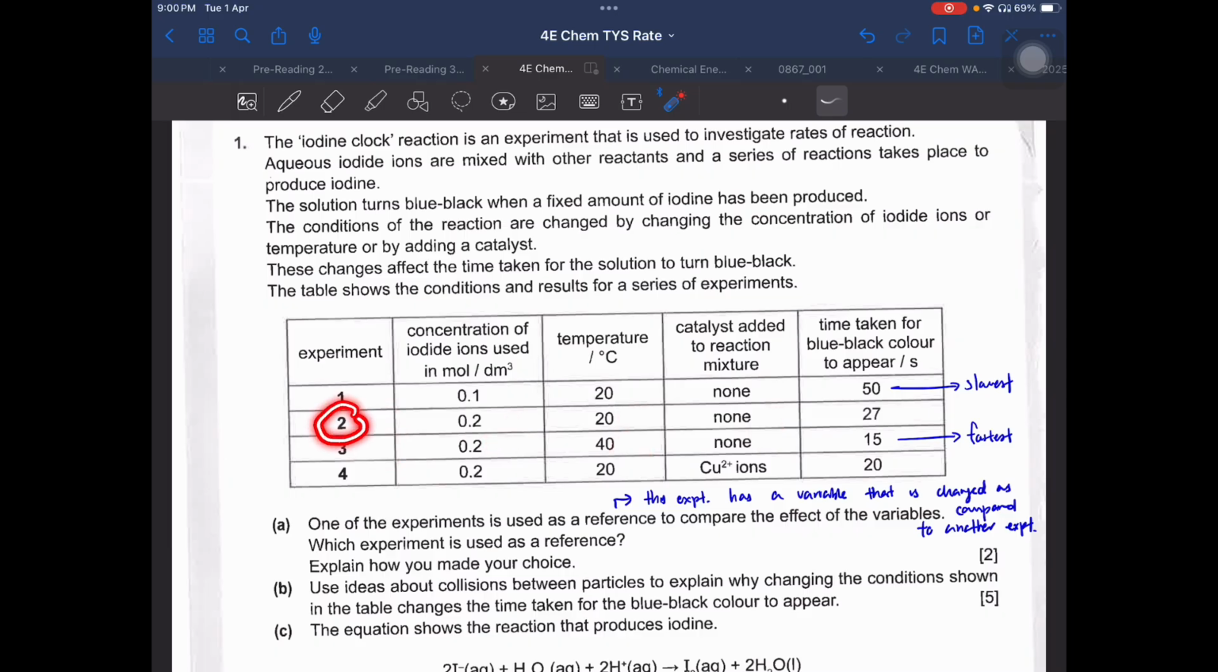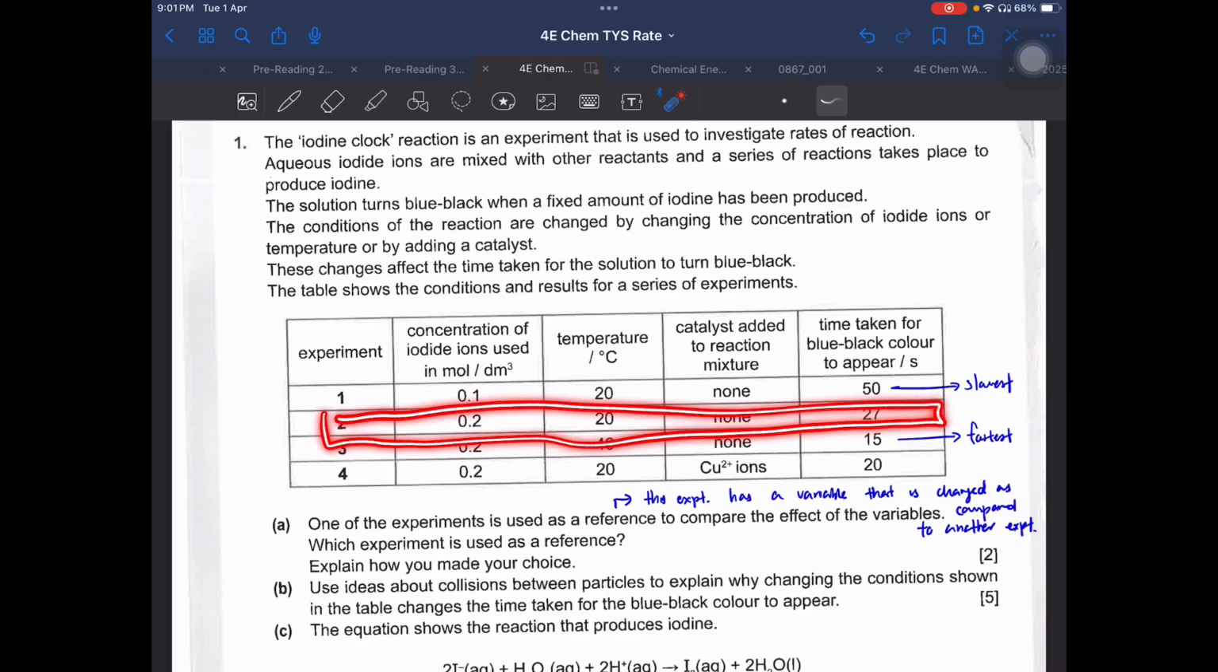Last, if you take experiment 2 and compare to experiment 4, you'll notice that nothing happens to the concentration, nothing happens to the temperature, but this time around there is a new catalyst being added. So there is this one variable that's changing each time when you compare, and therefore experiment 2 is actually the reference. So think of experiment 2 as like the original experiment, and each time when you have to investigate, you either change concentration to get experiment 1, you change temperature to get experiment 3, or you change catalyst to get experiment 4. But number 2 is the OG, right?